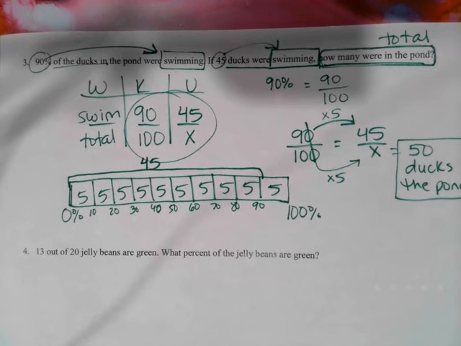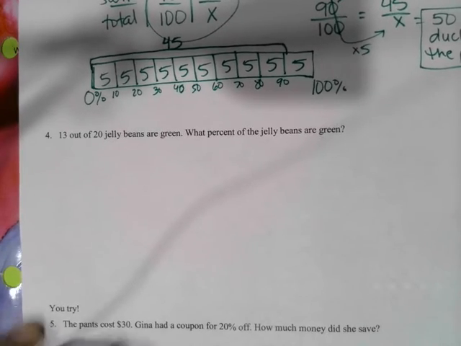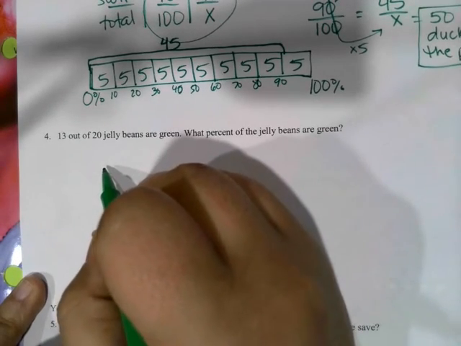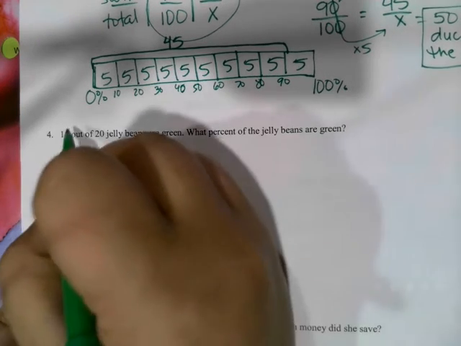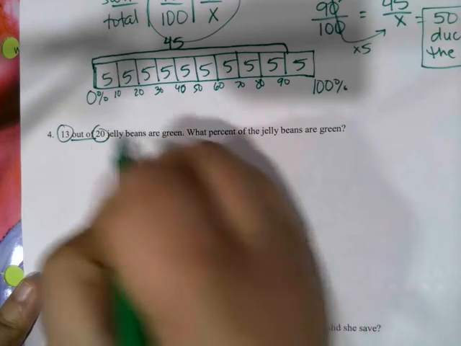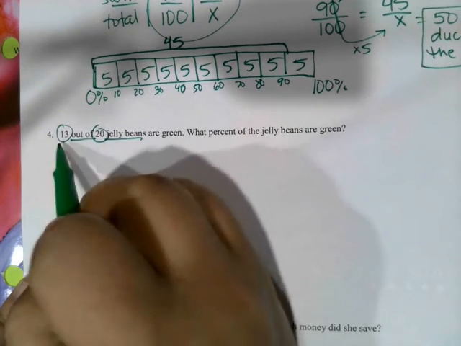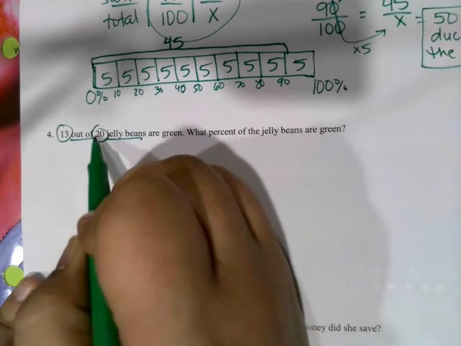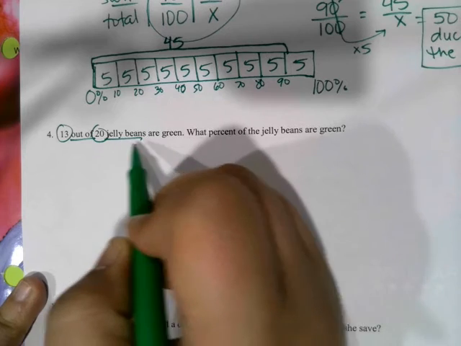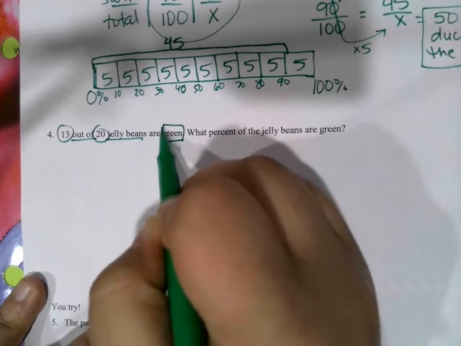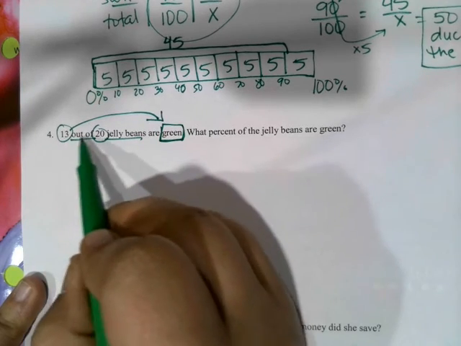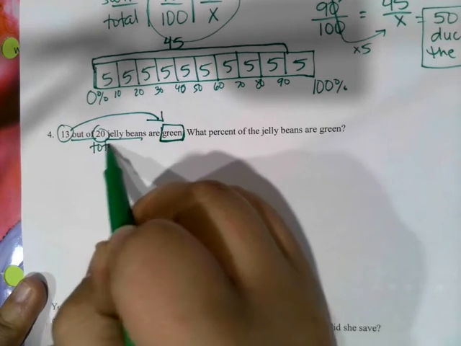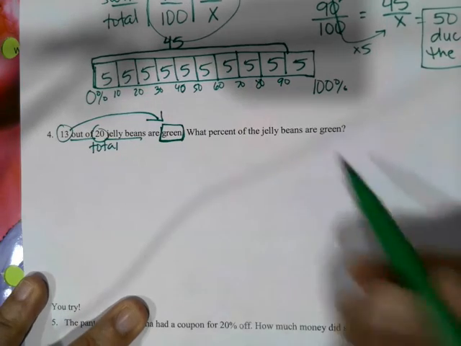Alright, and then one more example is number 4. 13 out of 20 jelly beans are green. So 13 out of 20 jelly beans. So both of these represent jelly beans. 13 is jelly beans and 20 are jelly beans. But more specifically, a number of them are green. And that number was 13. 13 out of the 20 total were green.